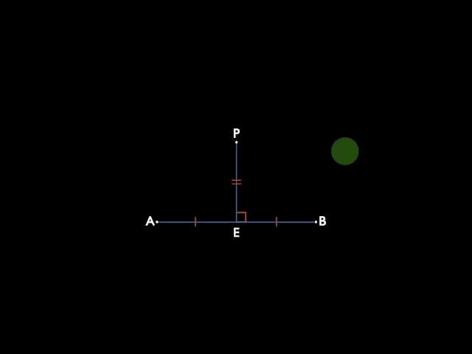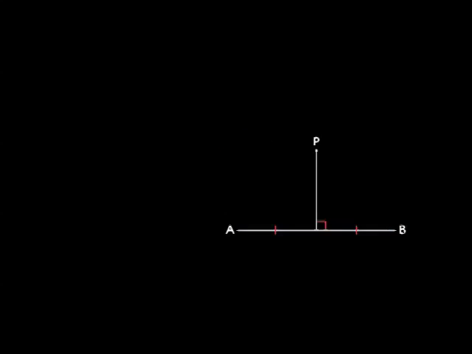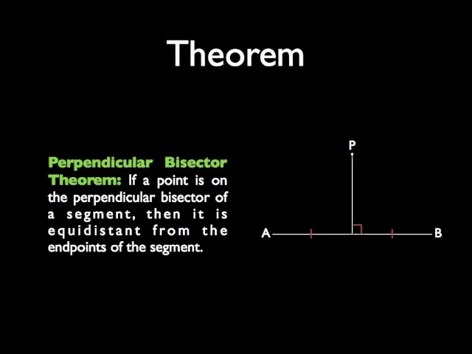Now, if we were to just simply draw in segments AP and BP, what would we know about these 2 triangles? By side, angle, side, we would know that these 2 triangles were congruent. And therefore, segment AP is congruent to segment BP. So it doesn't matter where P is, if it's on the perpendicular bisector, it is going to be equidistant from the endpoints. Which brings us to our first theorem, which we call the perpendicular bisector theorem.